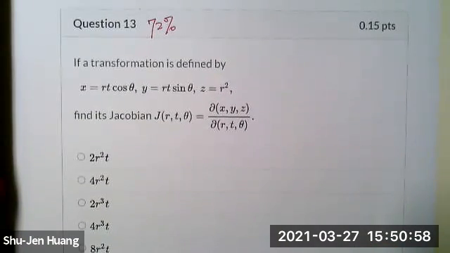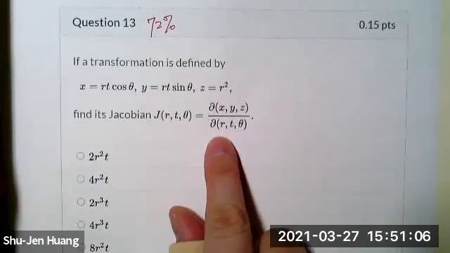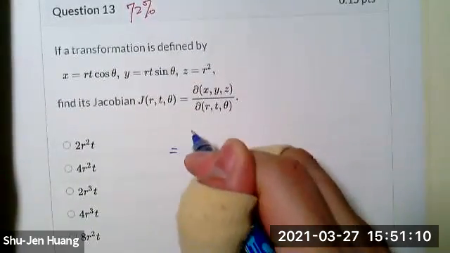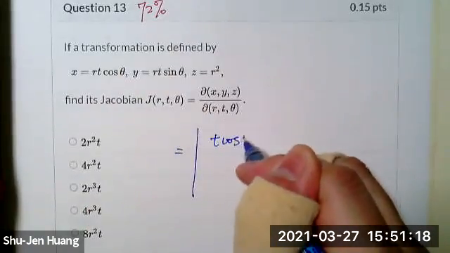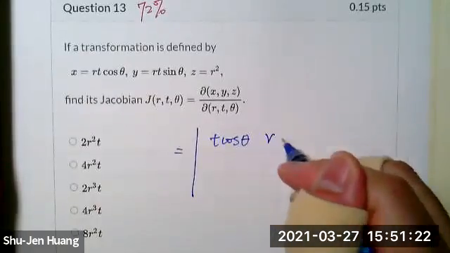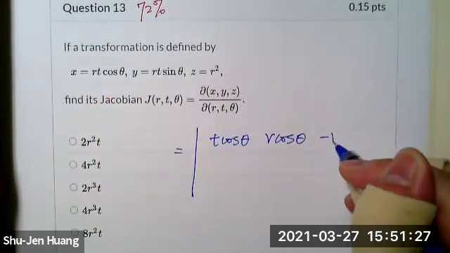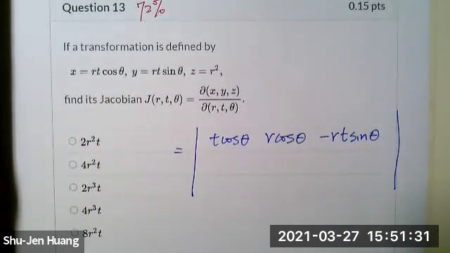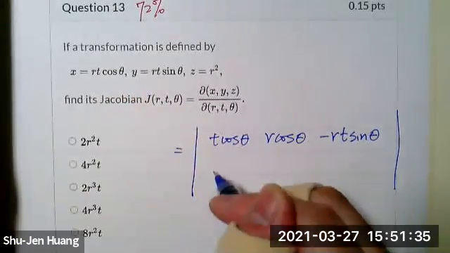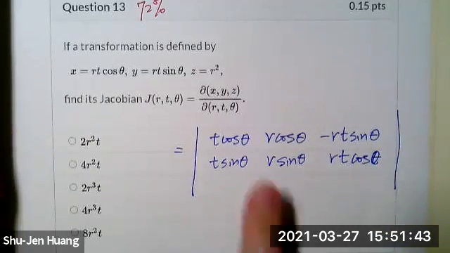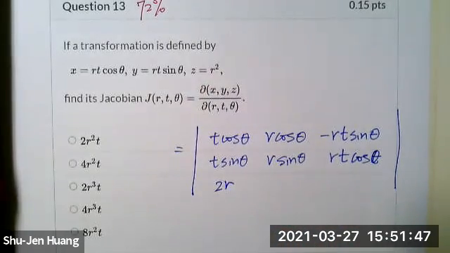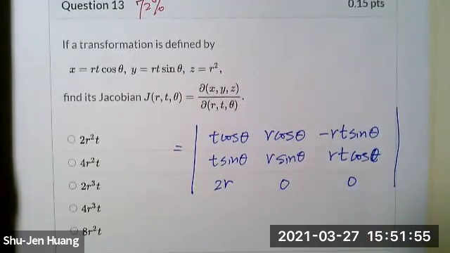And for question 13, we want to find the Jacobian from x, y, z to r, t, theta. So we can set up a 3 by 3 determinant here. First, we use x, take the derivative with respect to r. So we get t cosine theta. Take the derivative with respect to t, we have r cosine theta. Take the derivative with respect to theta, we have minus rt sine theta. Is that good? Now use y, do the same thing here. We'll have t sine theta, r sine theta, rt cosine theta. Now use z, we take the derivative with respect to r. We get 2r. And since z equals r squared, there's no variable t or theta, so when we take the derivative with respect to t and theta, we get 0 for both.